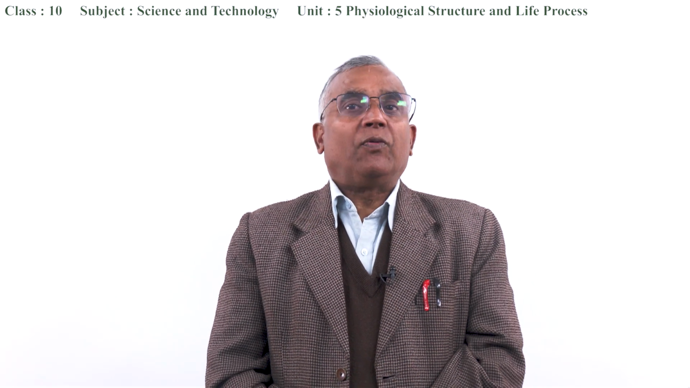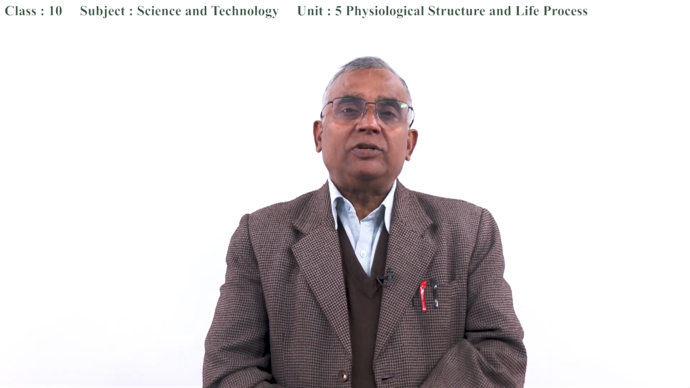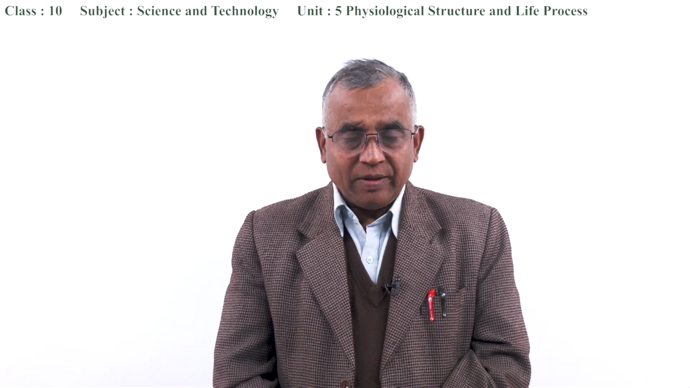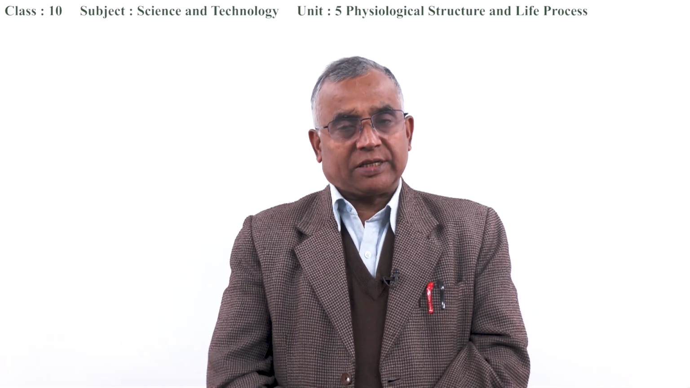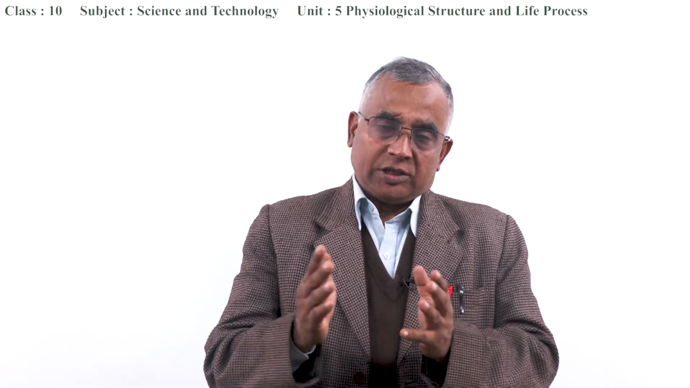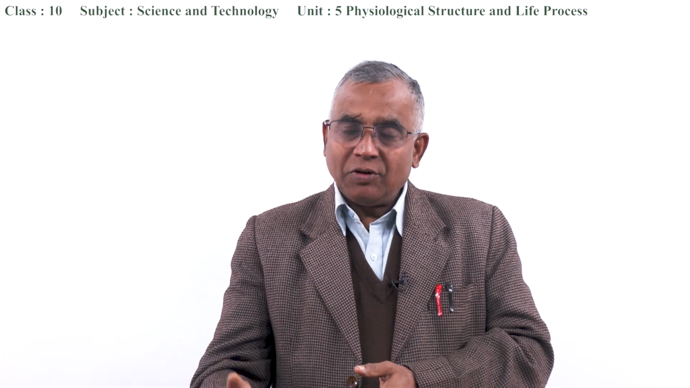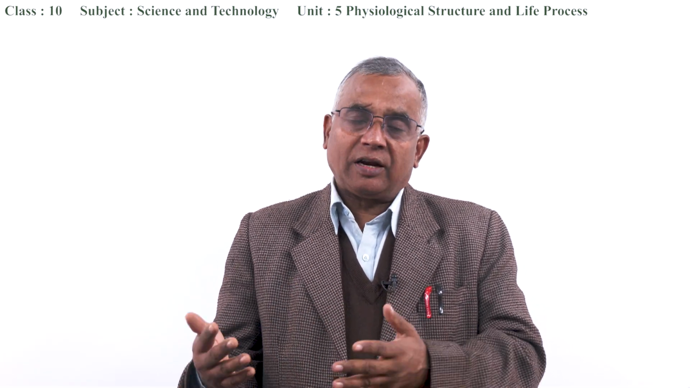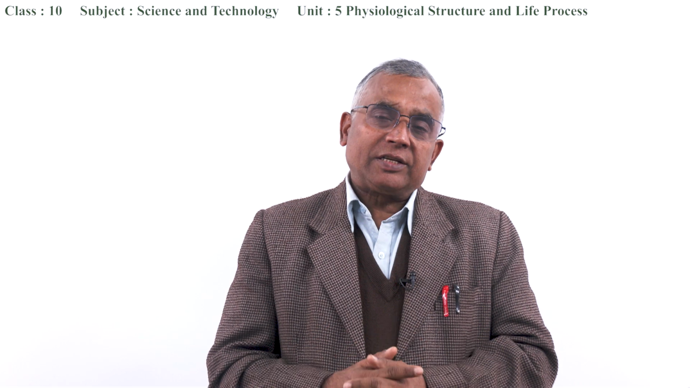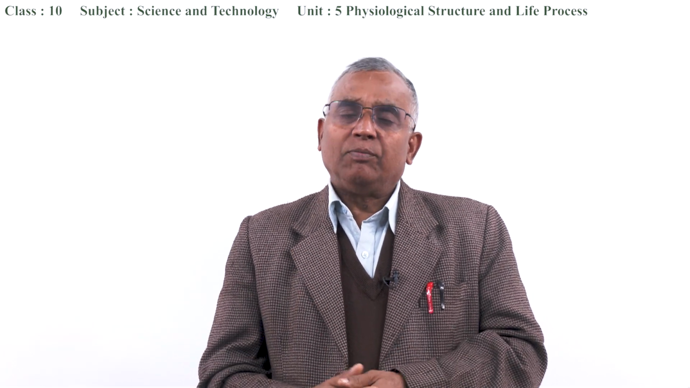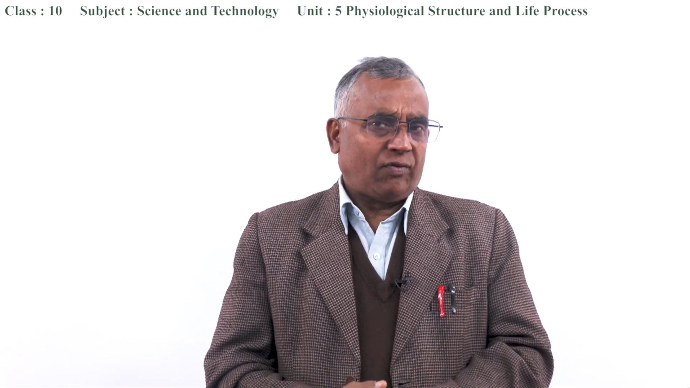We are discussing Unit 5, Physiological Structure and Life Process, and today we are at the end of this unit. Before it, we discussed mainly high blood pressure: systolic blood pressure, diastolic blood pressure, their ranges, and the symptoms of high blood pressure or hypertension. Then we discussed causes and prevention. So these things we have finished.